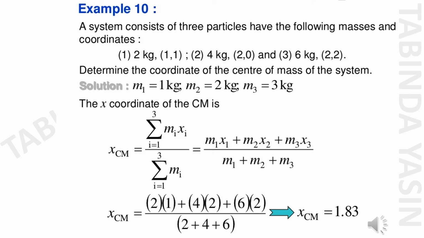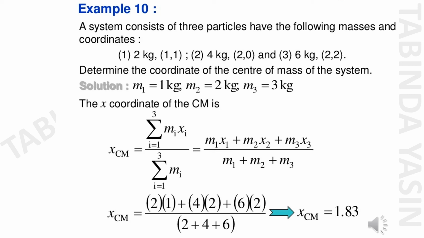Now another example. A system consists of three particles having the following masses and coordinates: 2 kg is at the coordinate (1, 1), the second is 4 kg at the coordinate (2, 0), and the third is 6 kg at the coordinate (2, 2). Determine the coordinate of the center of mass of the system. First mass is m1 is 2 kg, m2 is 4 kg, and m3 is 6 kg.